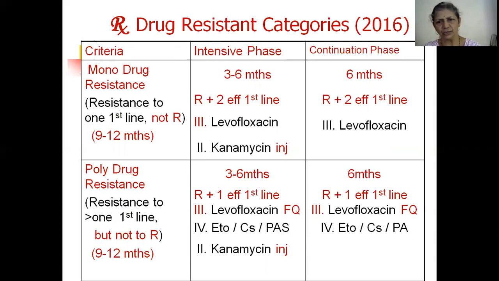And again, for the continuation phase, we omit the injection, continue the rest of the drugs from the intensive phase into the continuation phase of 6 months. So this is the treatment for monodrug resistant and polydrug resistant tuberculosis.